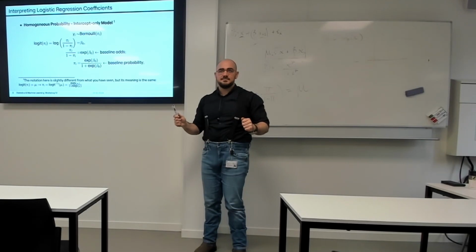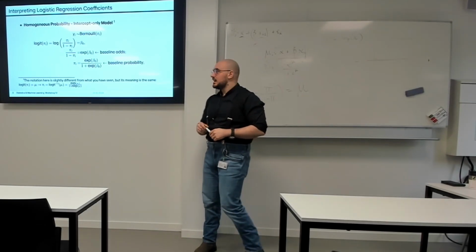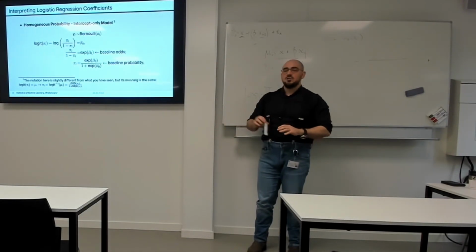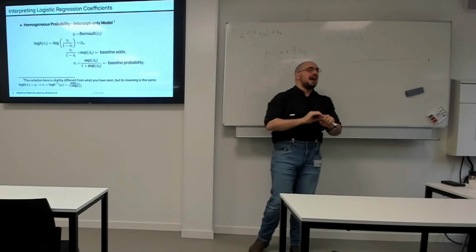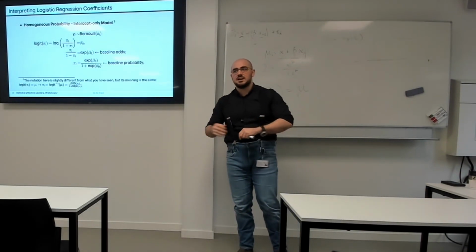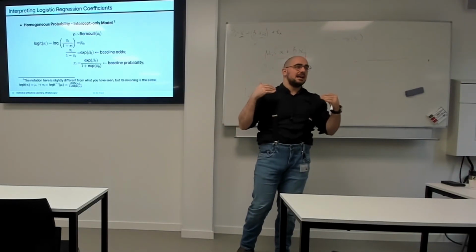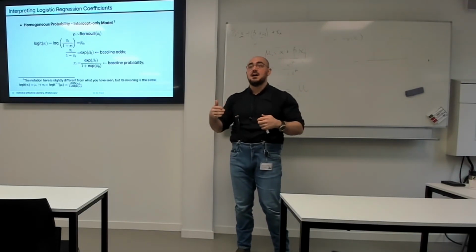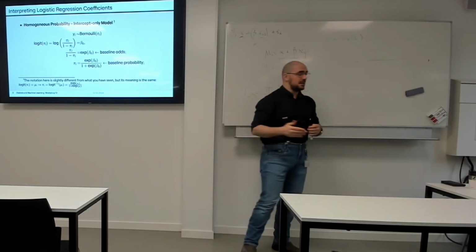More questions? No. Okay. So what have we learned? How do I interpret the intercept in a logistic regression in terms of odds? I take the exponential of the intercept, and now it is the baseline odds of an event happening. Okay?